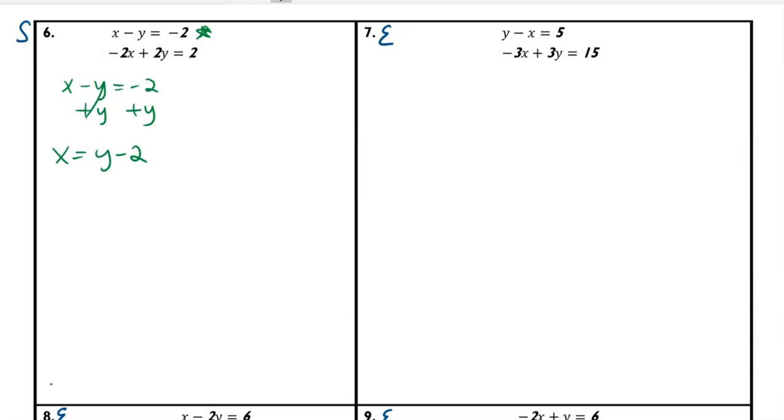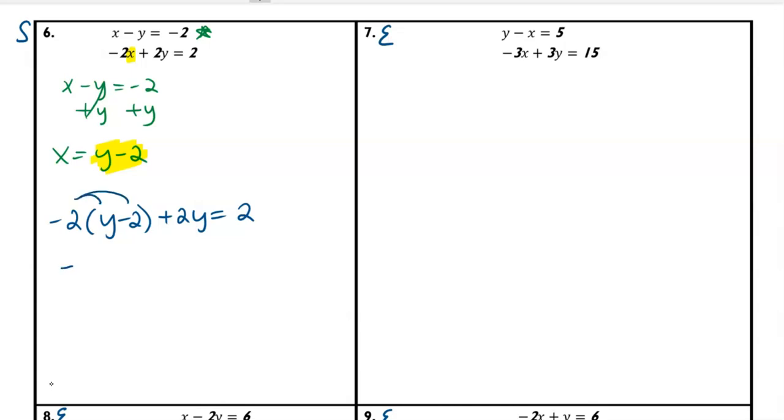So now that we know x equals y minus 2, we can take that y minus 2 and plug it in for x in the other equation. So now we have negative 2 times (y minus 2) plus 2y equals 2. And now we can solve for y.